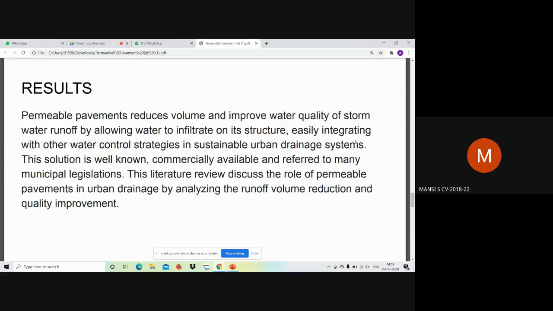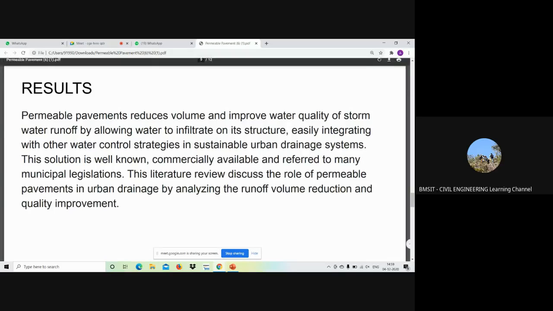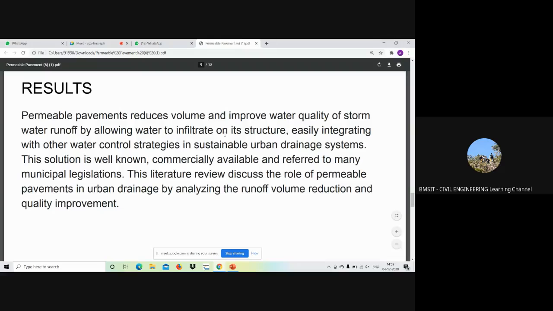Okay, students. Good presentation regarding pervious concrete pavement. Have you decided your target strength?